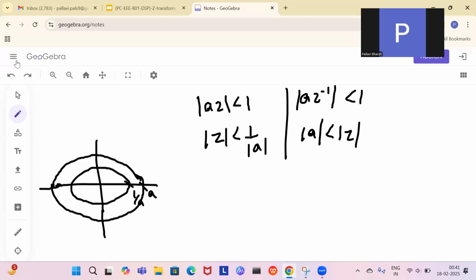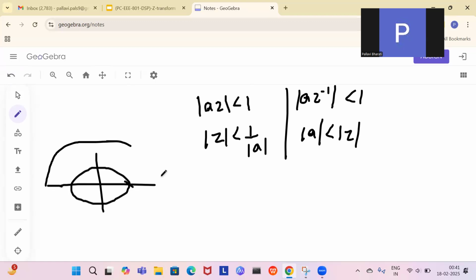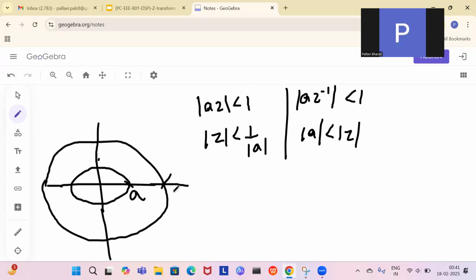Now here a value is not given. Naturally 1 by something is lesser. That's why I did it. But since the circle value is something different, we will have to take the a and 1 by a differently. So a will be inside and 1 by a will be outside. This one will be a first circle and the bigger circle is 1 by a.